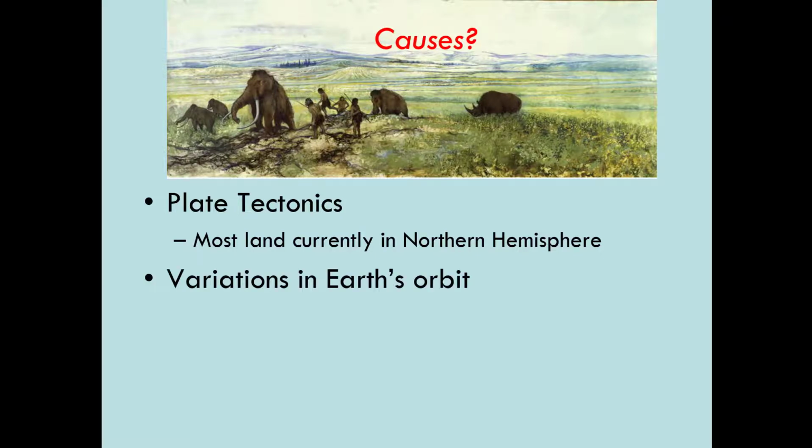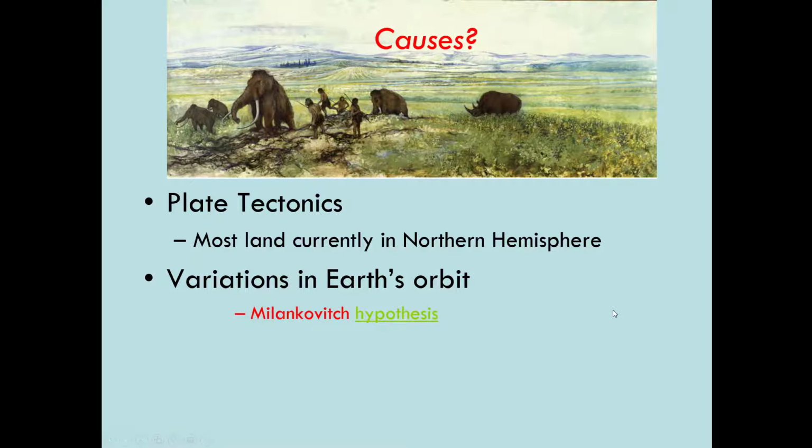Another more complicated answer is that there are variations in Earth's orbit. And to be honest with you, they're very mathematical, but they're kind of cool. But what they all boil down to is that there are times in Earth history where we just simply receive less of the sun's rays. And the less of the sun's rays we receive, the colder it's going to be on Earth.